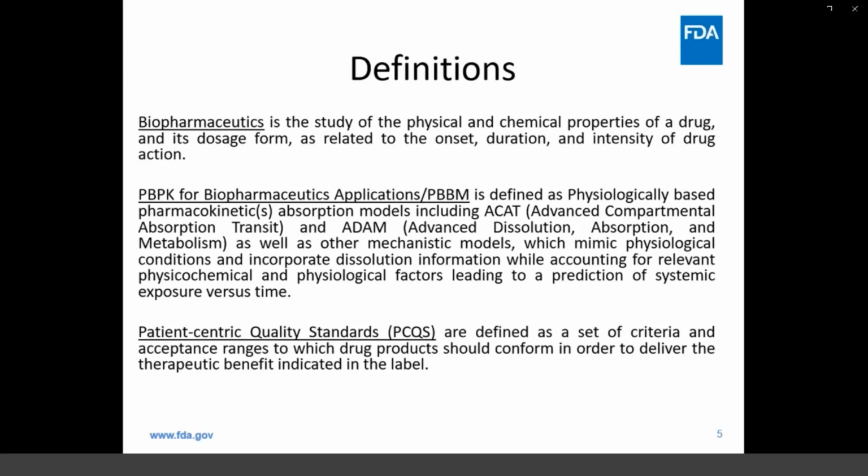And lastly, a term that I'll be using throughout this talk is patient-centric quality standards. And these are defined as a set of criteria and acceptance ranges to which drug products should conform in order to deliver therapeutic benefit indicated in the label.